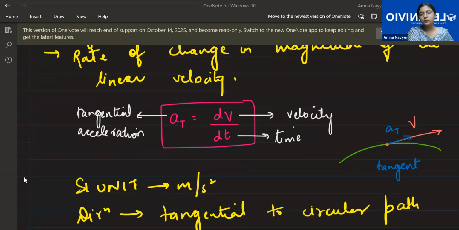Ma'am, this tangential acceleration and the one we wrote before is the same, right? Yes, this is the same. It's just that the heading is written separately because it's a new acceleration for you. That's why it's the same acceleration. Okay.